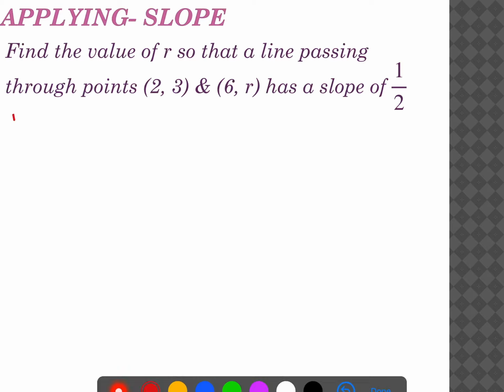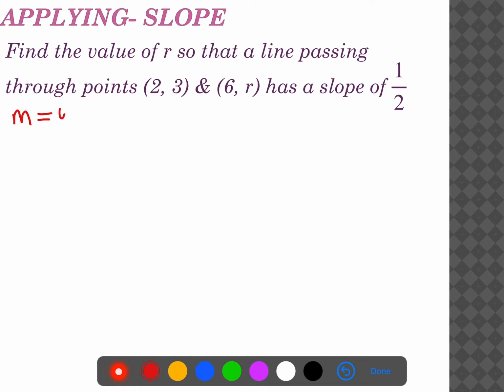Okay, so we know that our slope formula is y2 minus y1 over x2 minus x1. So we want to find this missing value of r. It's one of our coordinates for our ordered pairs for a line passing through (2, 3) and (6, r), and it has a slope of 1/2. So it's kind of working backwards. Instead of solving for the slope, we're solving for part of the ordered pair.